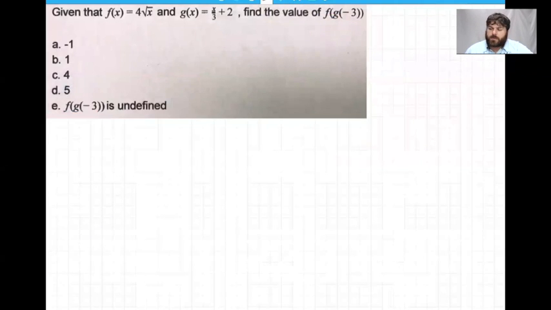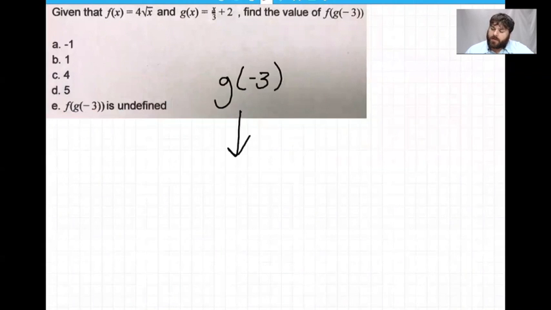Given that f of x equals 4 times the square root of x, and g of x equals x divided by 3 plus 2, find the value of f of g of negative 3. Okay, so we're finding f of g of negative 3. Now remember, just like the problem we did earlier, there's two options. I can find g of negative 3 first, and then I can shove it inside of f of x. That's probably the easiest way, so let's try it that way.